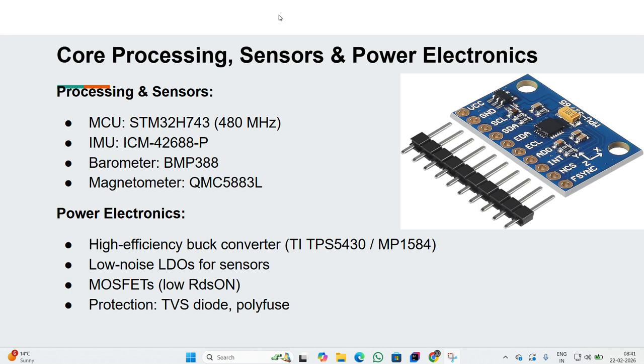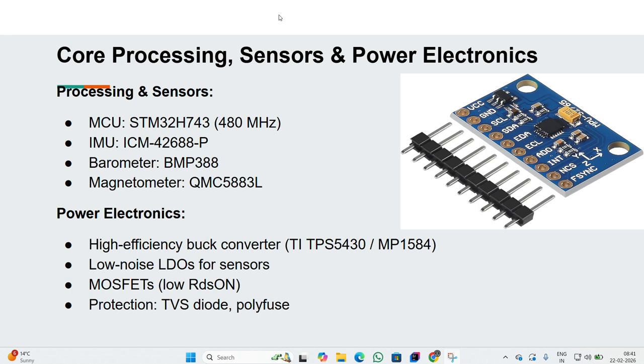So here we are discussing co-processing, sensors and power electronics. First of all, processing and sensors. The MCU is STM32H743, which has a frequency of 480 MHz. IMU is ICM 42688P. Barometer is BMP388. Magnetometer is QMC5883L.